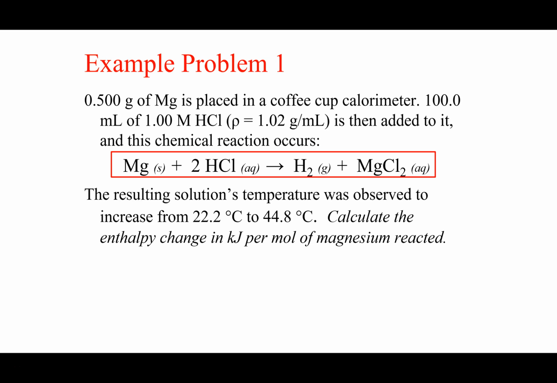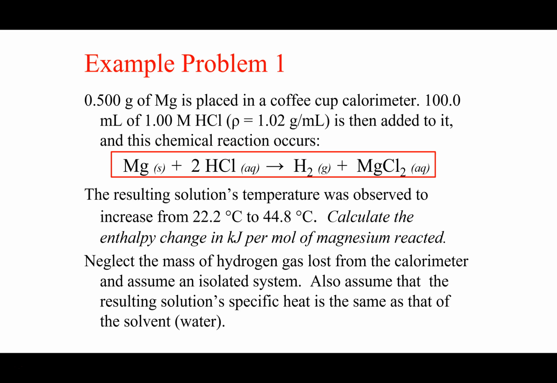Well, if this is a simple cup calorimeter, that hydrogen gas is out of there. We are, though, going to assume that as it leaves, it doesn't carry away a significant amount of energy in its gas particles. We're also going to assume, and this is not a small thing, that the resulting solution's specific heat is the same as that of water, the solvent. Now the density of the solution is different than that of water, but we're going with the specific heat being the same as water. So I'm going to put that on my diagram.